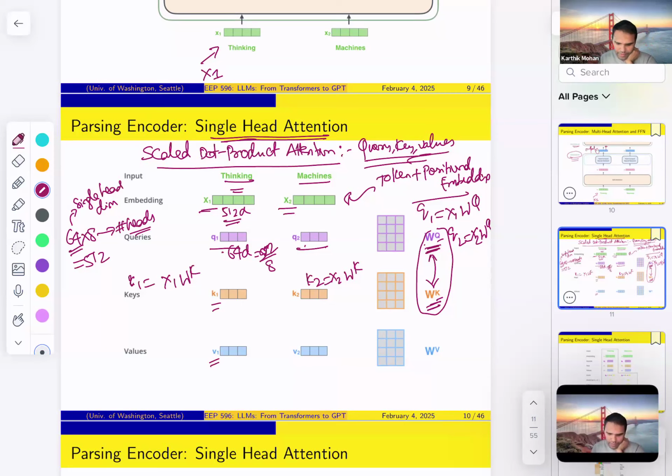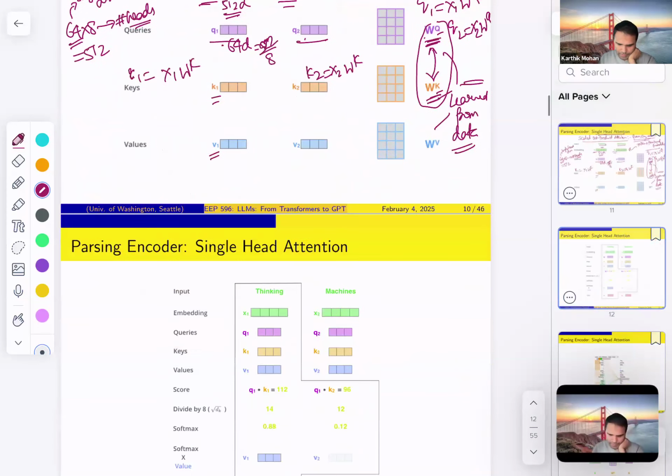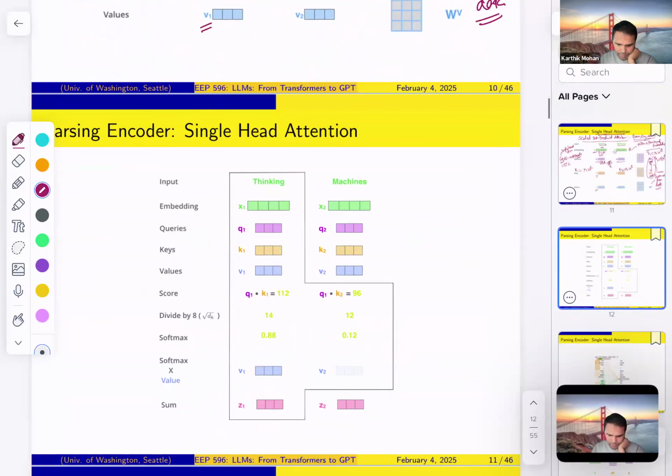Because you multiply with the matrices. So these matrices are learned from data. The data will tell you what WQ should be, WK should be, WV should be. You just set it up in a way and you say, okay, let's go train the model. And then the model will say, okay, this is what WQ should be, this is what WK should be, this is what WV should be. Okay, so now let's go through the math of it.